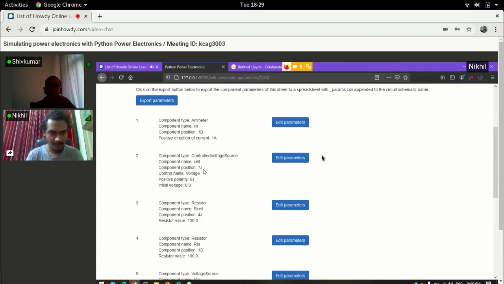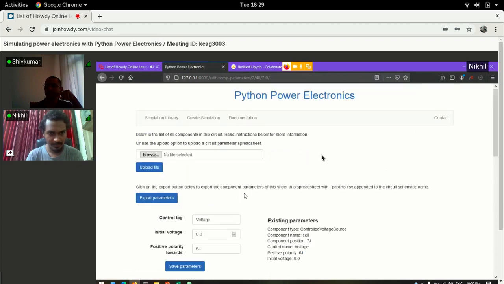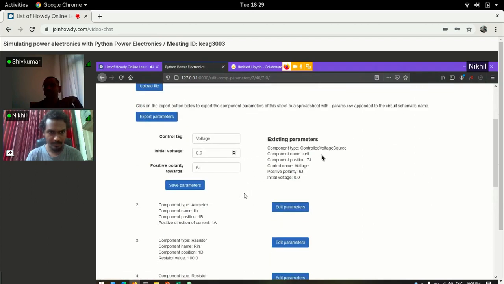Control voltage source. Now, all I would say is you just have to give a control name to it, which is a little unique. So for example, you can call it the cell, or you can give it the same name as the component. Or you can think of something else, whatever you want. Only thing is, this is actually not so important. This is mainly for debugging purposes.